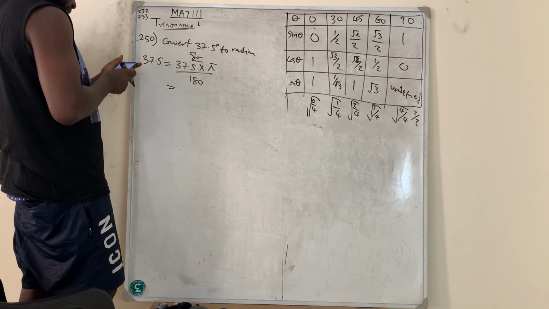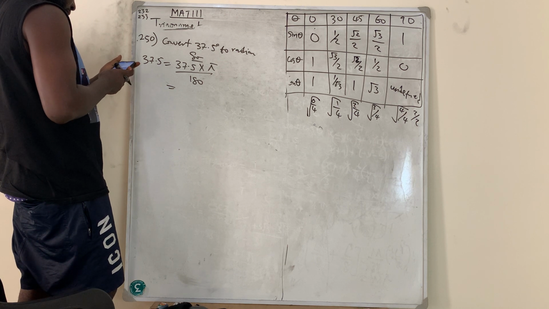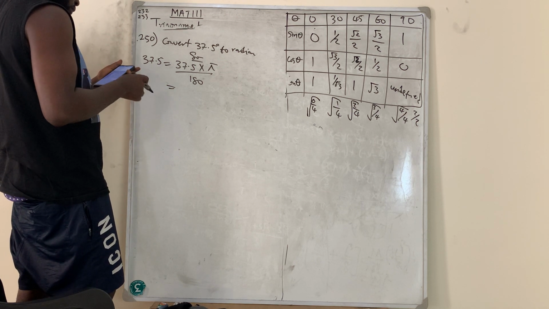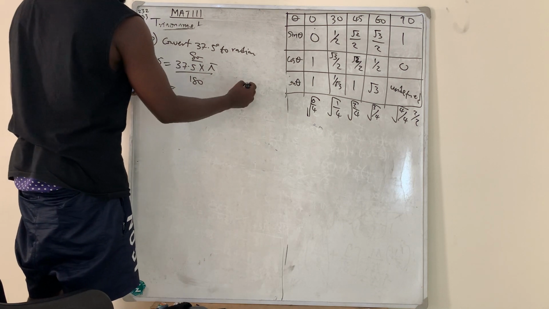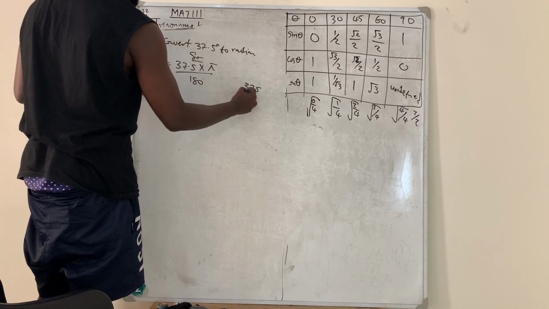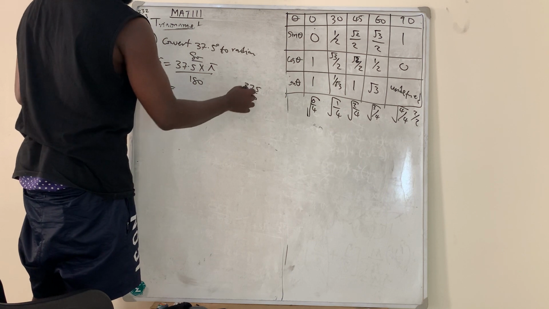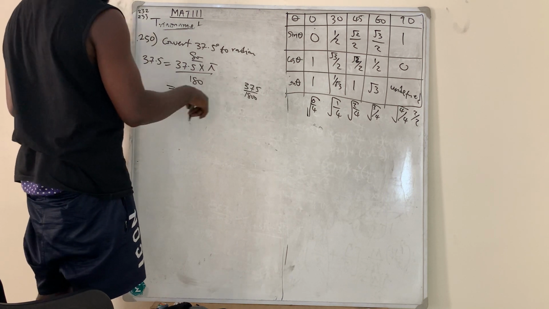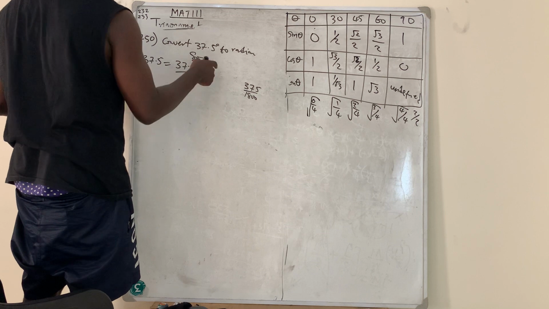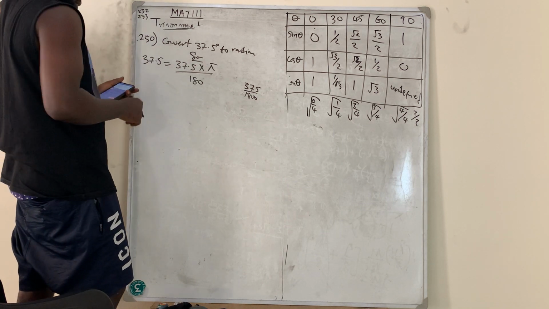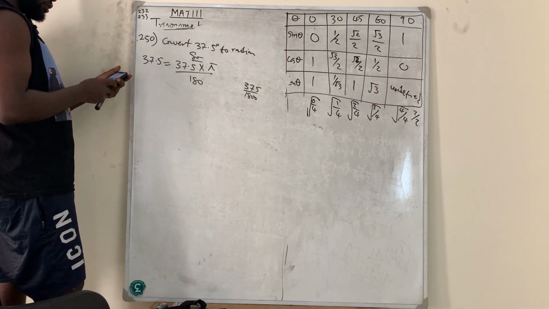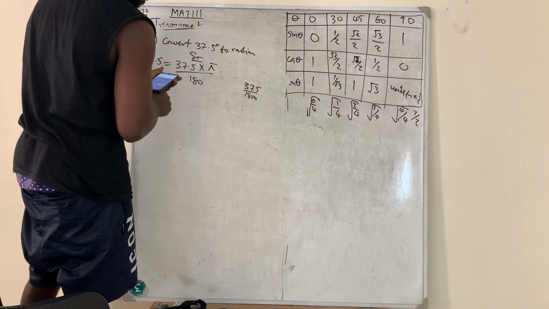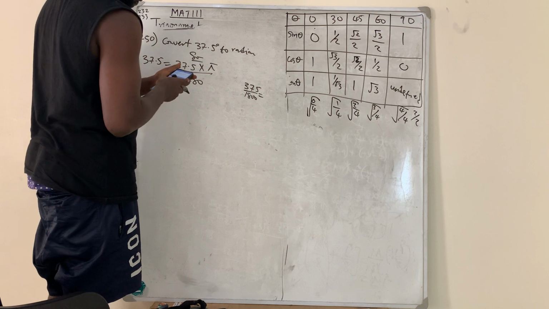So you find how to reduce this thing to the lowest. That is, you can say 375 divided by 1800. So you keep dividing it till you reduce it to the lowest form. So you now put your pi. So that is the answer. Okay, let me just help. 5 can divide.